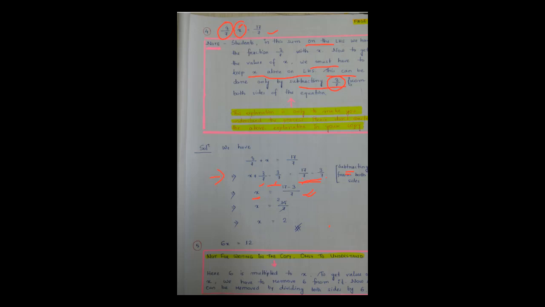So after this, 17 minus 3 on RHS in the numerator part will result in 14, and that is divided by 7. So while doing cancellation we got x is equal to 2, and that is the solution of this particular equation. Now proceeding to question number 5.